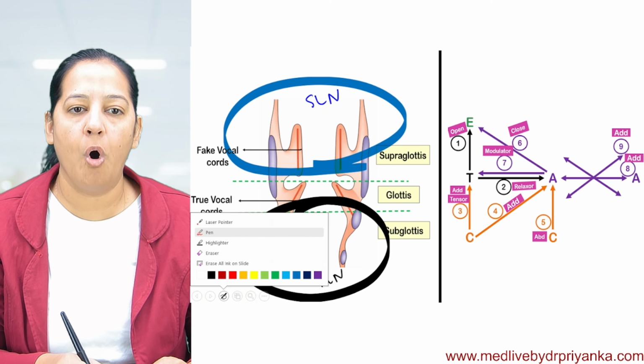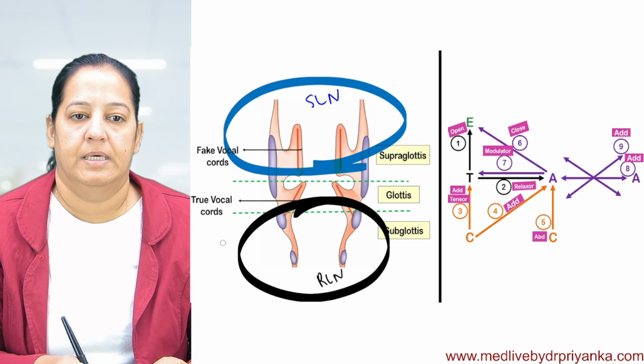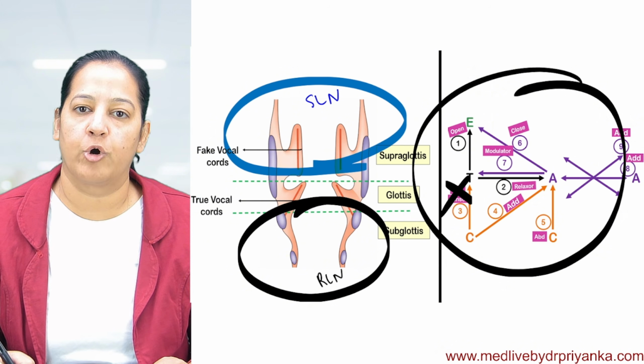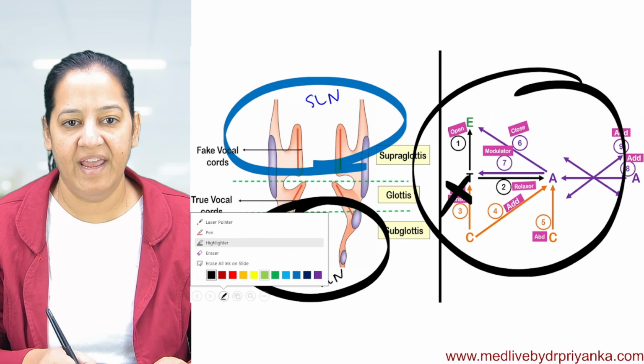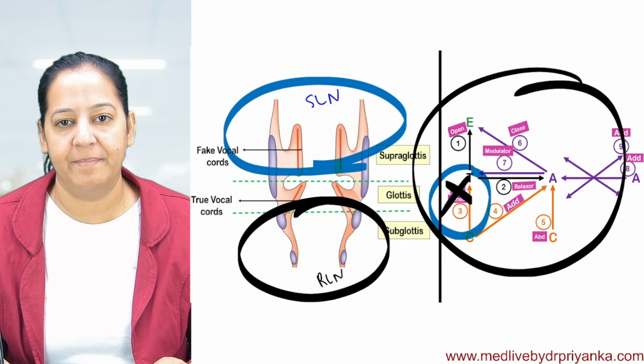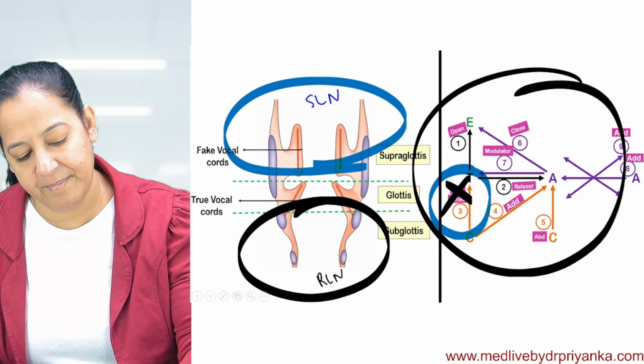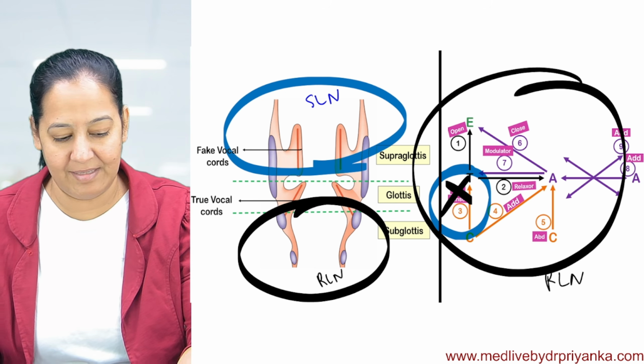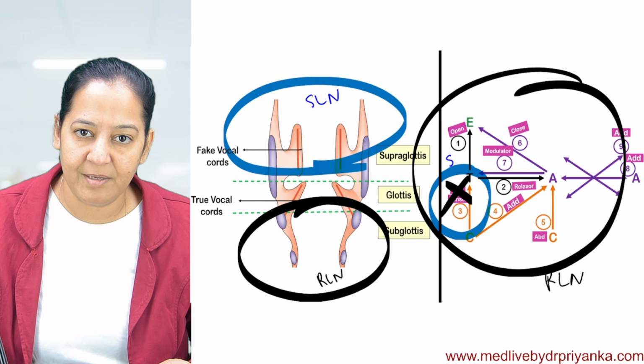Motor supply: all 8 muscles are supplied by RLN except cricothyroid. Only cricothyroid is supplied by SLN. Only cricothyroid is supplied by SLN. Yes or no? So RLN is supplying all 8 except cricothyroid, and cricothyroid is supplied by SLN.